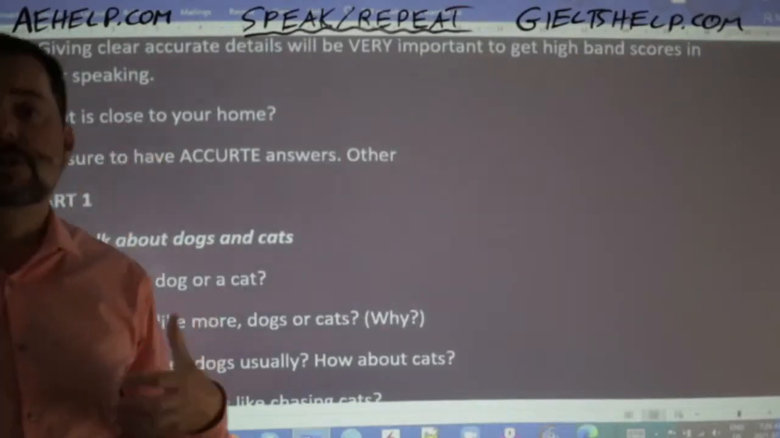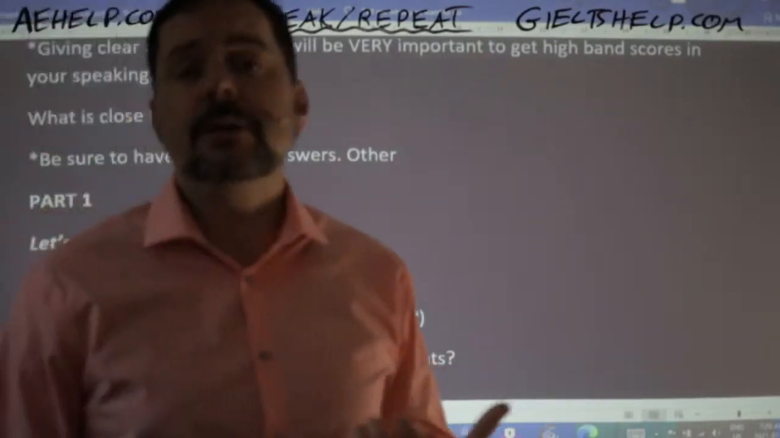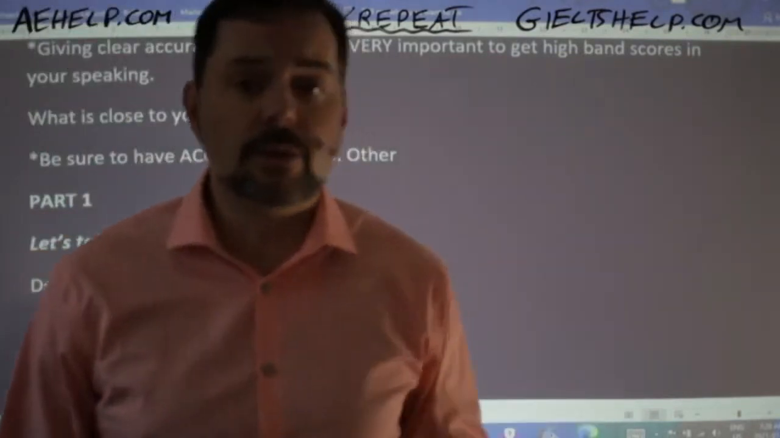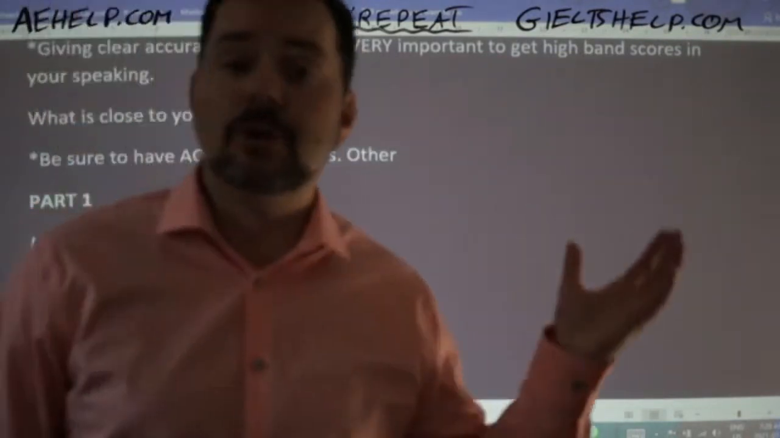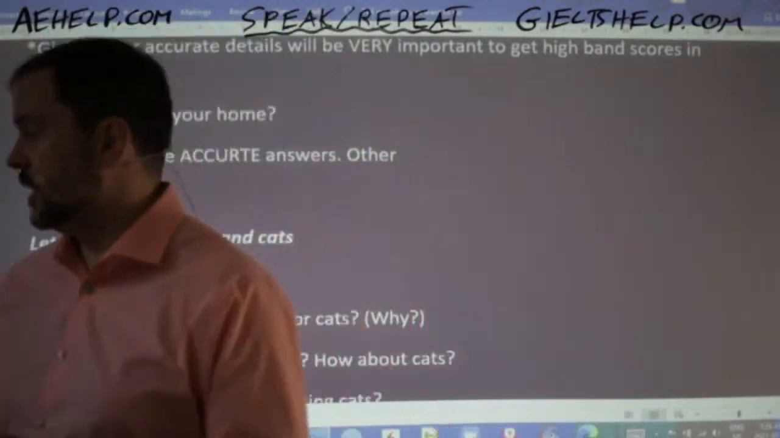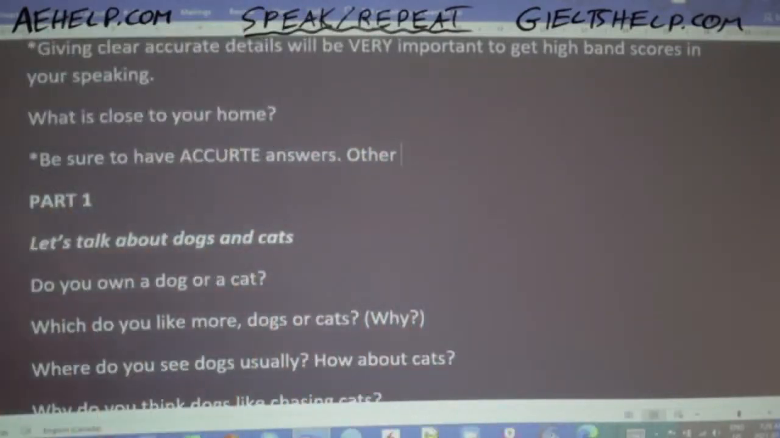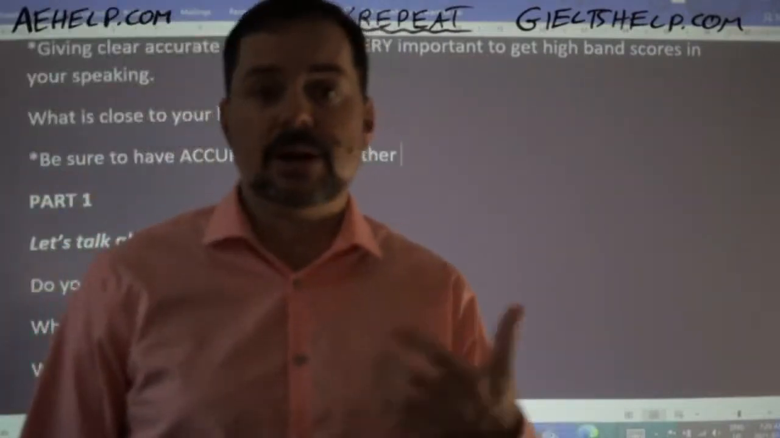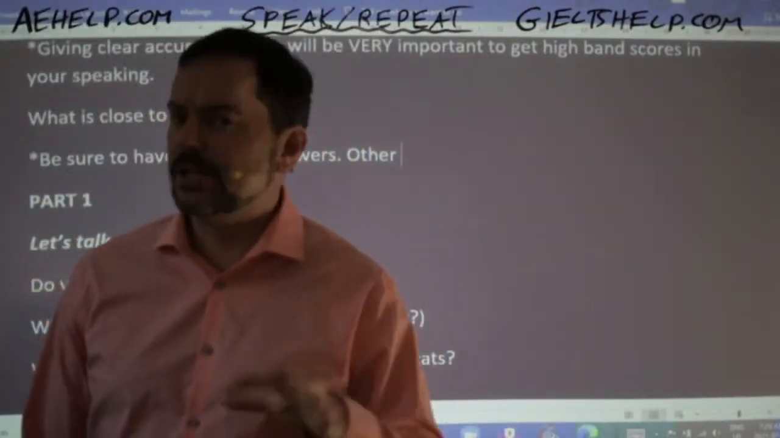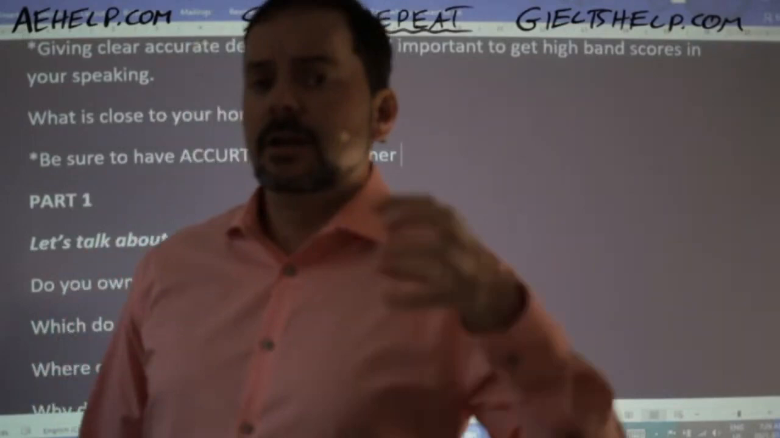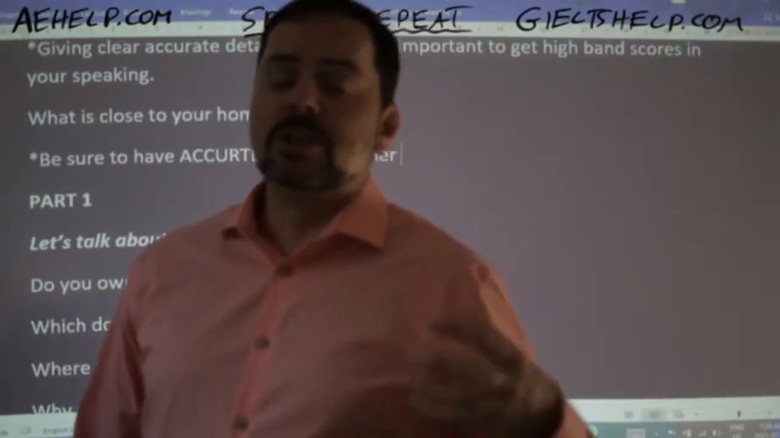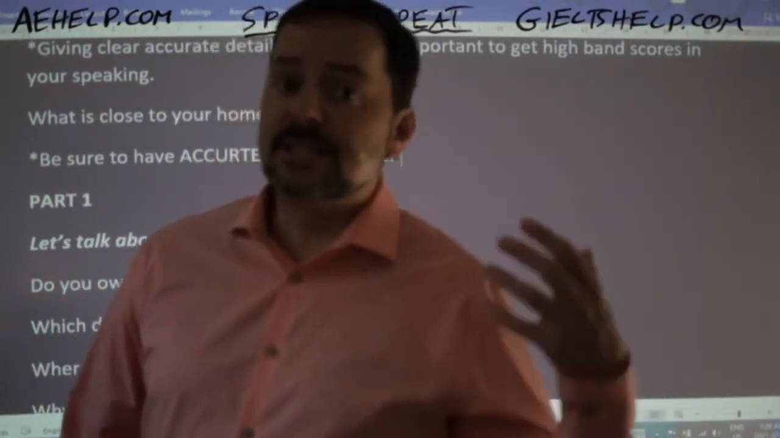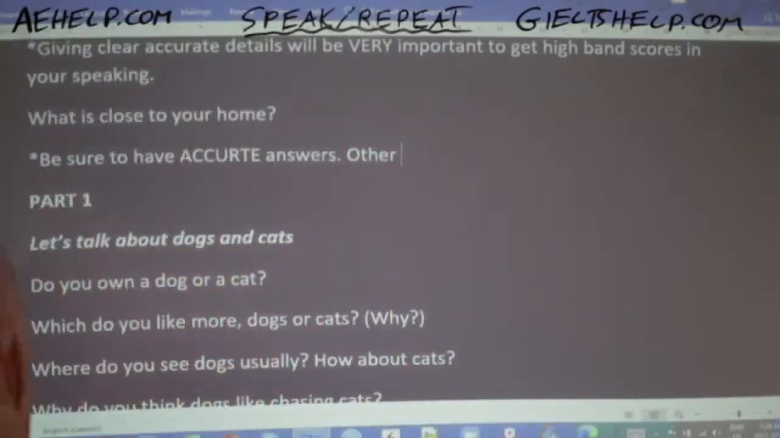Even if you live on a farm or in a rural area, then you would say there's a windmill or a river near my home, or my neighbor is about a kilometer away, okay? Because I live in a rural area, there aren't any shopping centers nearby, but my neighbor lives about a kilometer away, okay? So you still have to say landmarks, monuments, nature that's near your home, okay? So be sure to have accurate answers.